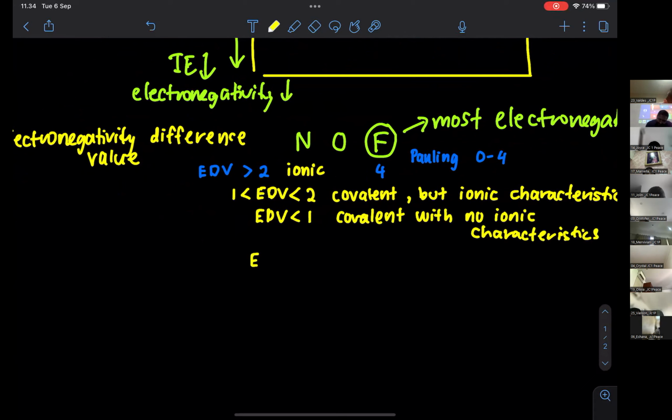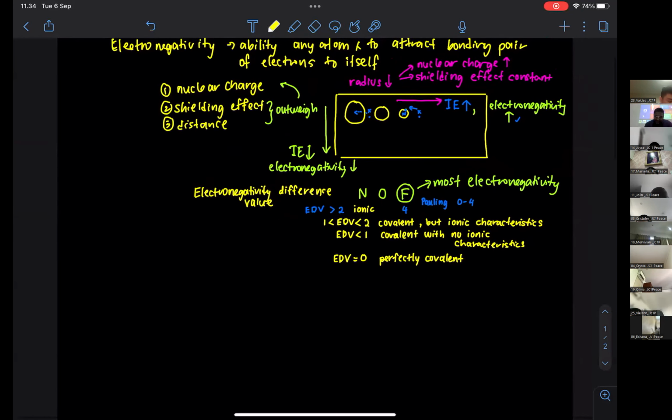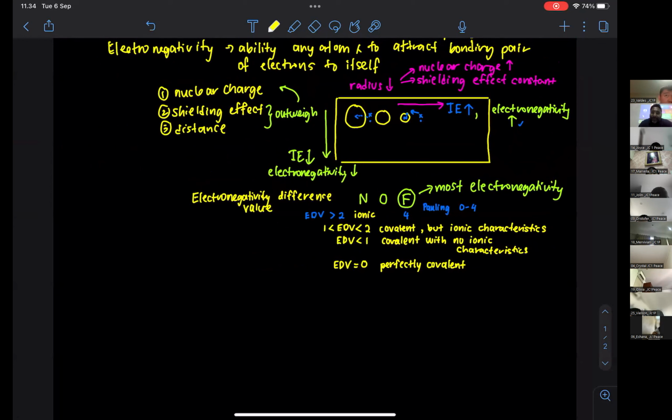But if your electronegativity difference value equals 0, like Cl2, Cl and Cl have the same electronegativity, you find the difference is 0, then it is perfectly covalent. You can find all this information in your syllabus. So please take note of this. This is about electronegativity.